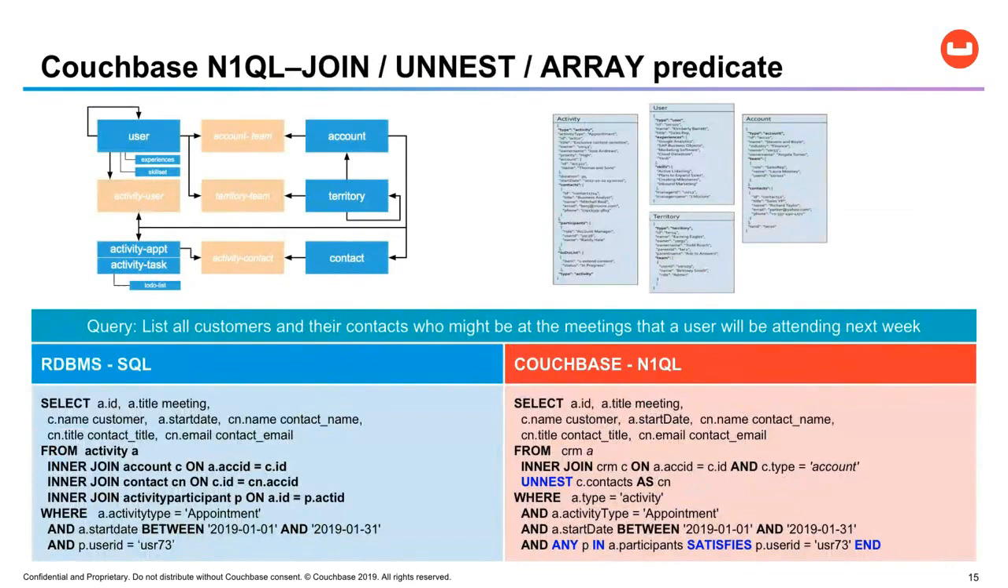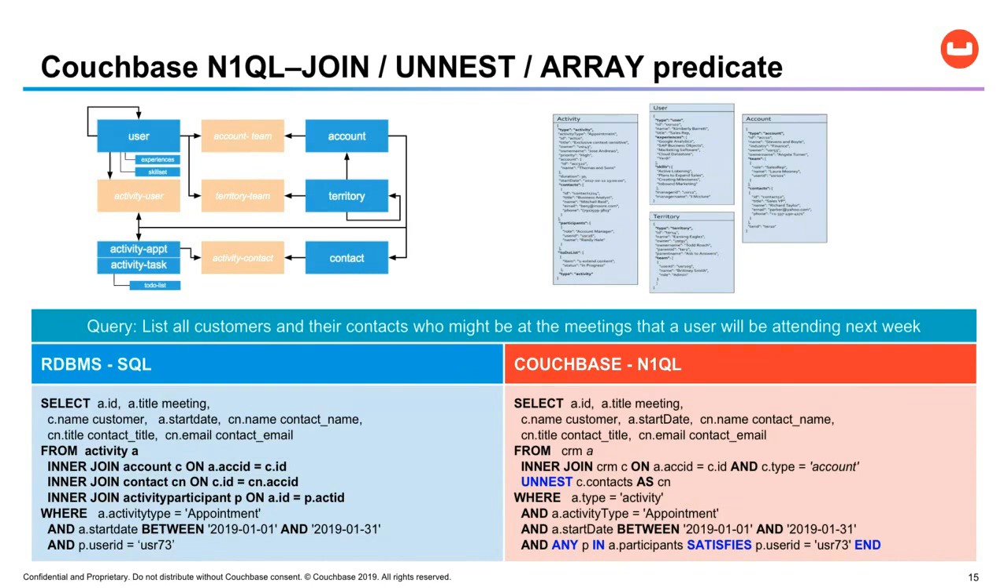So let's take a look at Couchbase N1QL working with something a little bit more complex than a single object query. Say we need to get a list of all customers and their contacts who might be at the meeting that a user will be attending. For the standard RDBMS, the query would have to join activity to account, then join account to contact, and then join from activity to participant so that you get all the activities that, in this case, user 73 participated in.